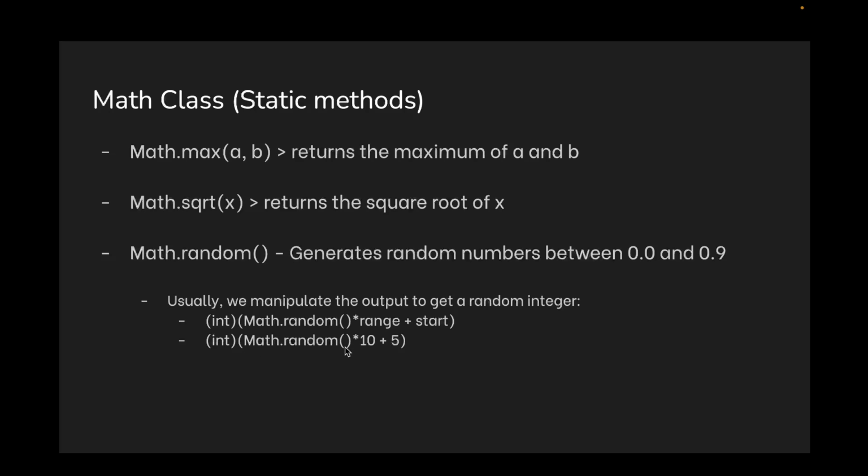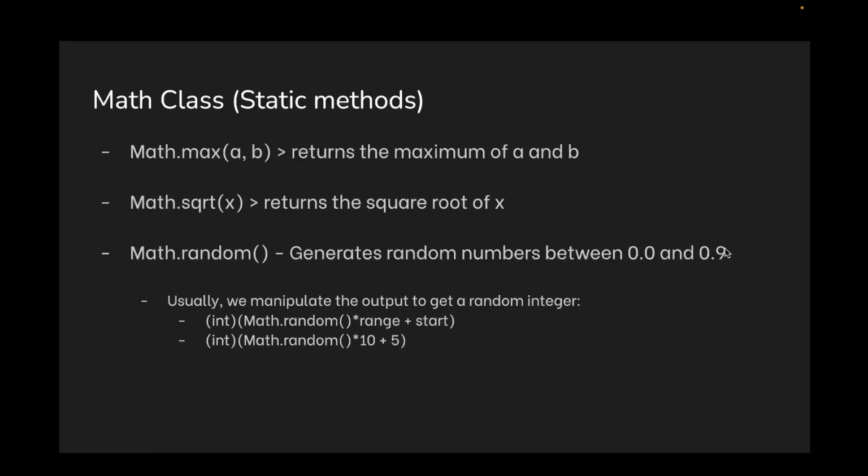Let's try to find what the range of this is. Like, what are the range of numbers that this returns a random number for? So first, let's look at the minimum. So 0 is the minimum for math.random, right? So let's assume that this returns 0. So 0 times 10, that's 0, plus 5, that's 5. And then when we cast this to an int, 5 is already an integer, so this would just return 5.